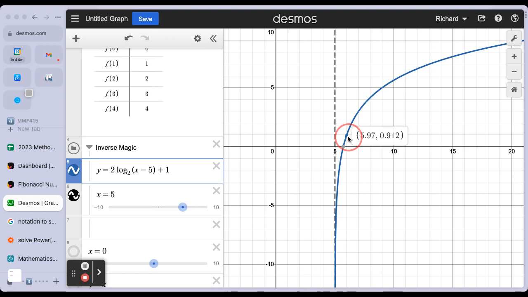Sorry, I couldn't get it to fix there. I'll just put my finger there. So it's 6, 1, right? So what was 6, 0, because I've translated the graph up by 1, is now 6, 1.